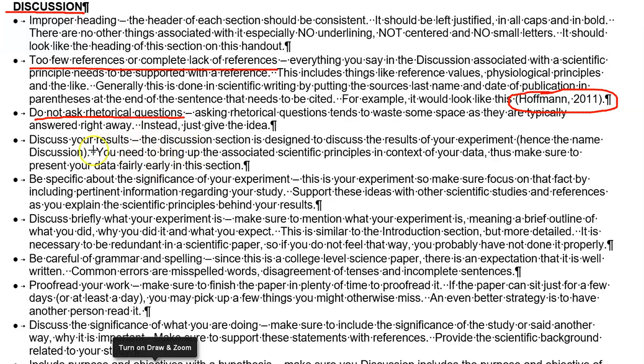So a couple things that you want to do. You want to discuss your results in light of the physiology involved. So you want to reintroduce your results. A good rule of thumb is to make sure you've mentioned every figure or table from your results in your discussion. And then based on that result, bring up the associated scientific principles.